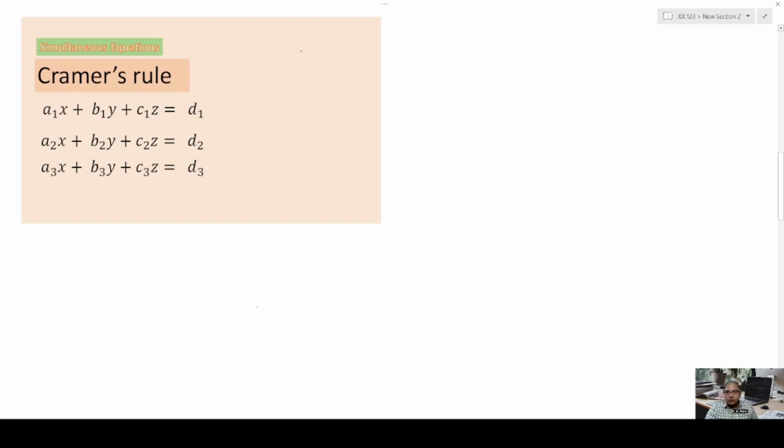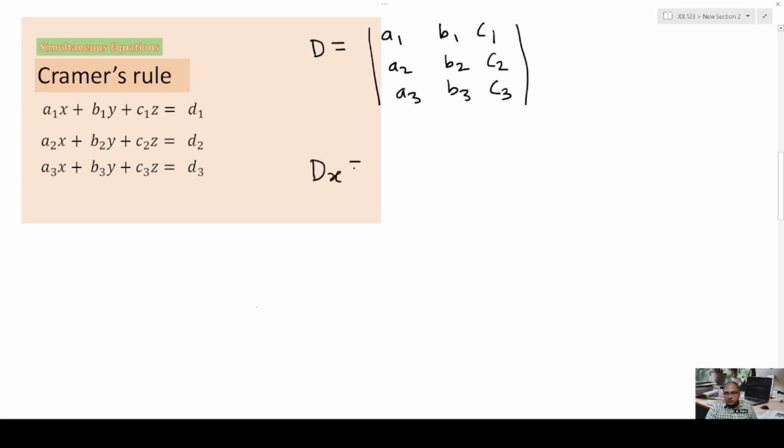In Cramer's rule, we develop four types of determinant. The D determinant is nothing but the determinant obtained by the coefficients of x, y, z. That is the determinant obtained by a1, b1, c1, a2, b2, c2, a3, b3 and c3. After that, we need to get dx.